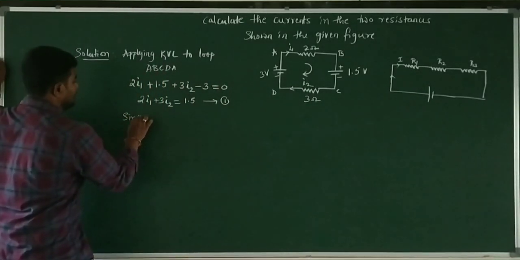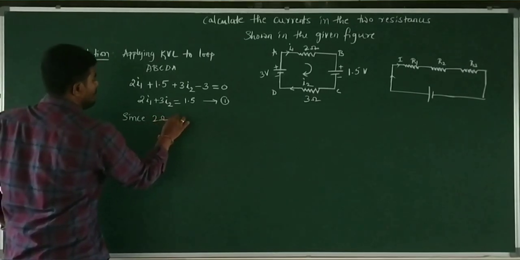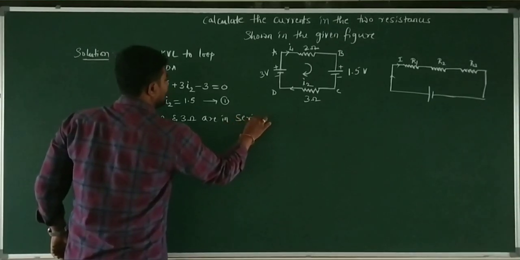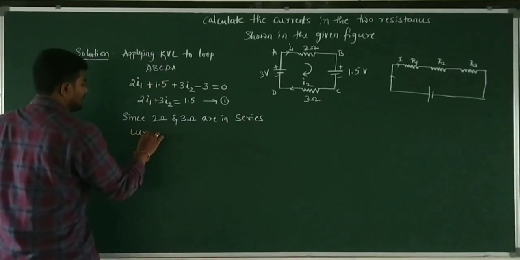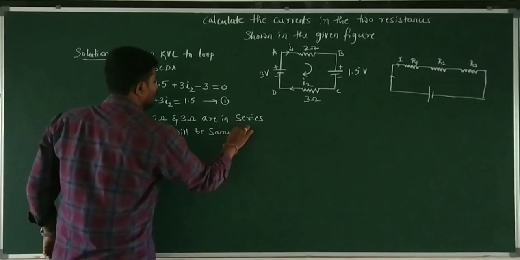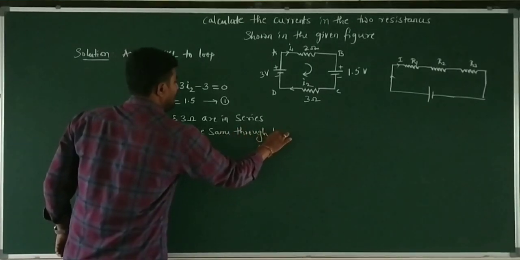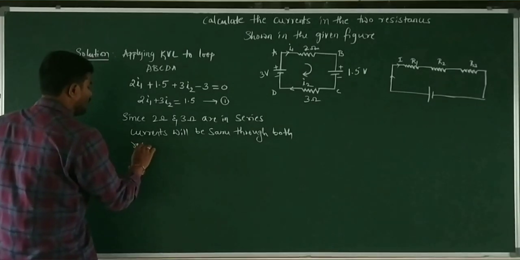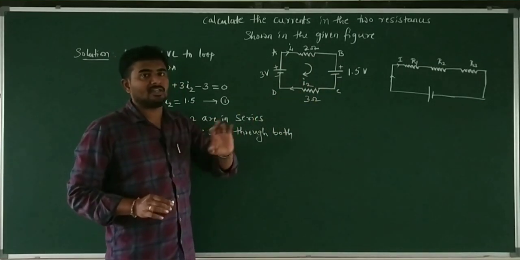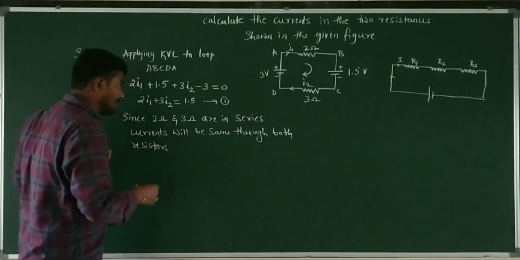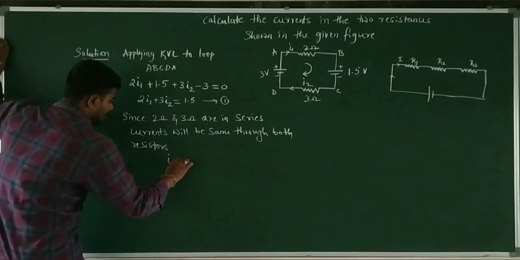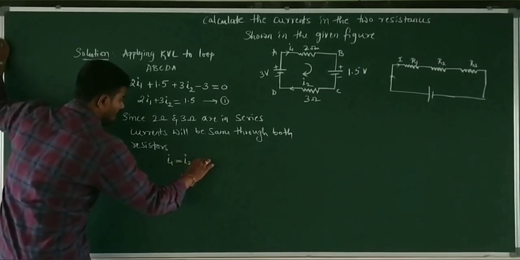I will write here, since 2 ohm and 3 ohm are in series, currents will be same through both resistors. As you can observe in the circuit diagram also, there is no junction at all. If a junction comes, then and only then may current change. Otherwise, current cannot change. Between the junctions, the current is going to be the same. Therefore, I1 is equal to I2 is equal to I. This way we can treat.